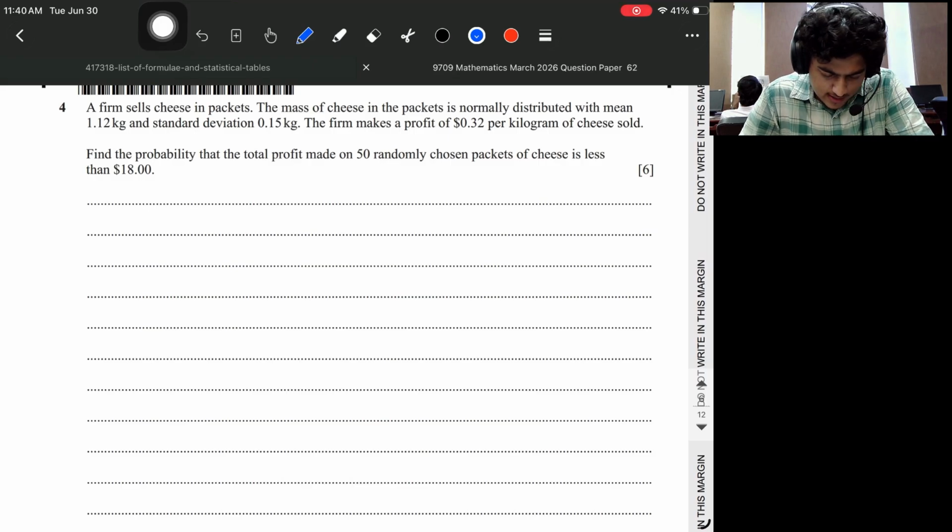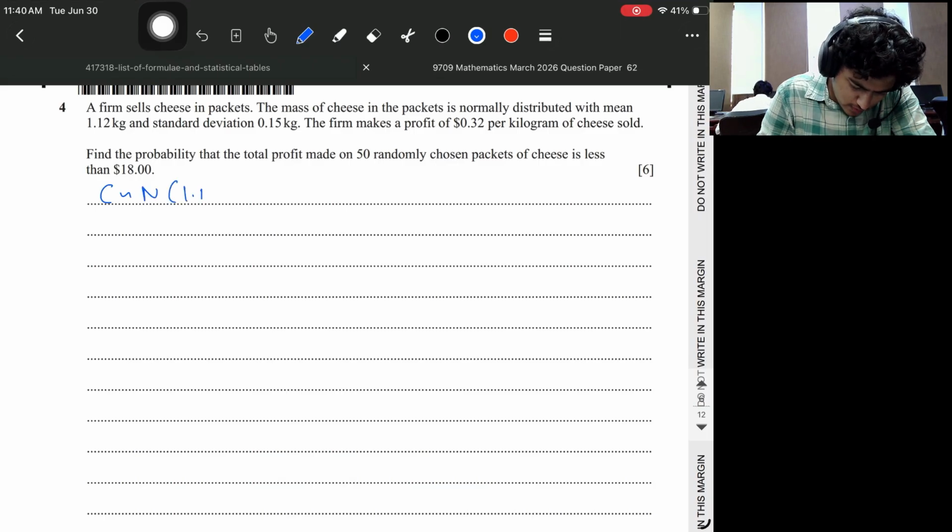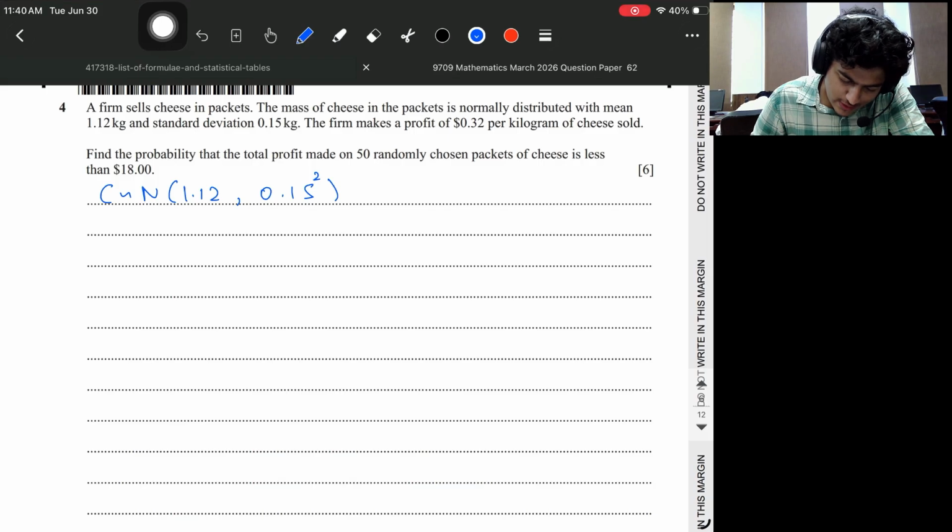A firm sells cheese in packets. The mass of cheese in the packets is normally distributed with mean 1.12 kilograms. So cheese follows a normal distribution with mean 1.12 kilograms and standard deviation being 0.15 kilograms. The firm makes a profit of $0.32 per kilogram of cheese sold. Find the probability that the total profit made on 50 randomly chosen packets of cheese is less than $18.